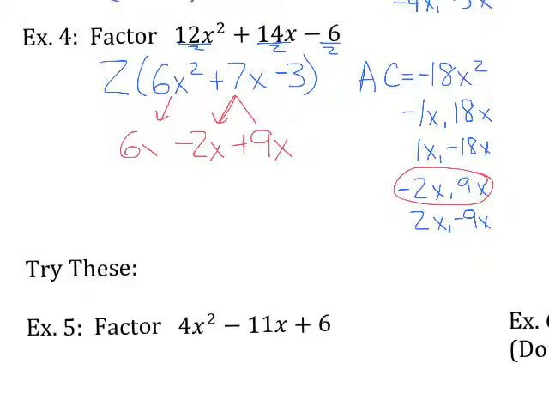And then these other pieces just come down. I can bring my 6x squared down. I can bring my minus 3 down. And now I see that I have 4 terms. And we should know by now, hopefully, that when I see 4 terms, I group. Okay, so let's go ahead and do that.